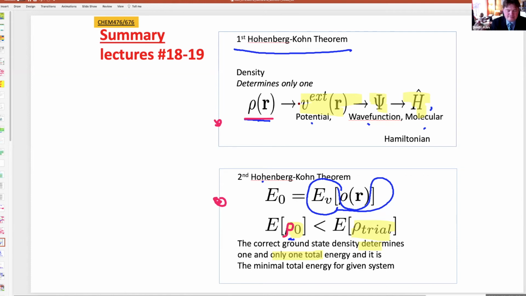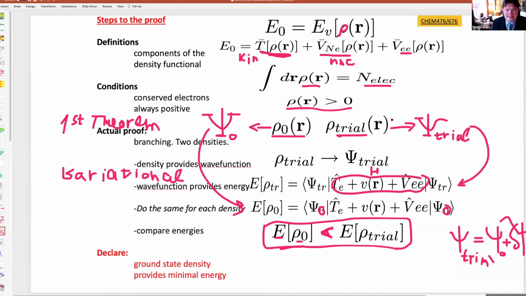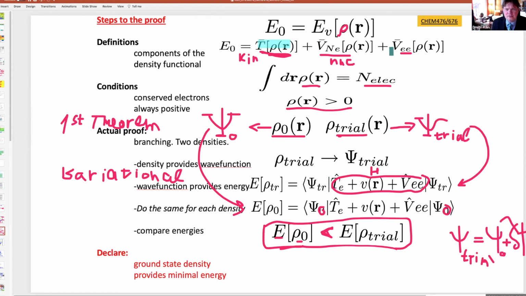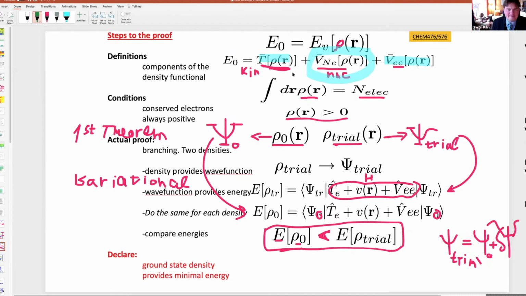So I see your question. So the energy, I will go to the previous slide, is composed of kinetic, electron interaction, and nuclear. Yes. So the nuclear part corresponds to external potential.